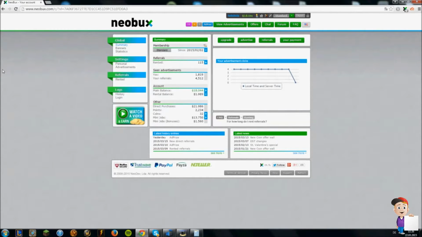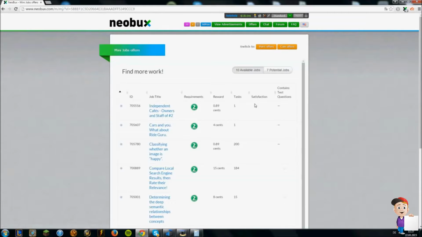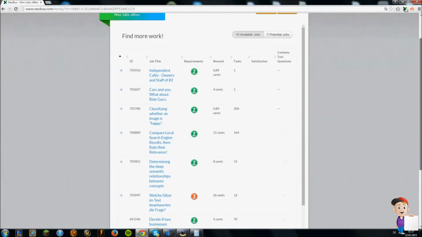So, besides referrals, what can you do to make money on NeoBux? This is what I use a lot, and these are mini jobs. You can find mini jobs here by clicking on offers and then on mini jobs. You can see a list of mini jobs here which are available for me.